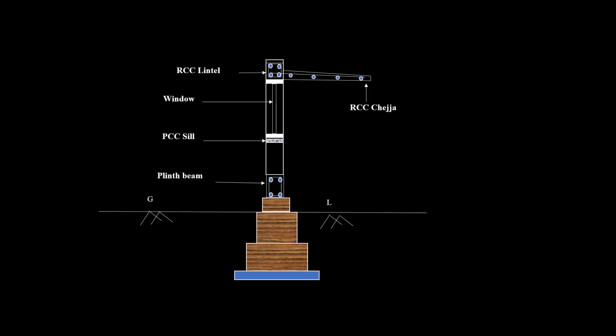You can see the section of a wall. The plinth beam is there, PCC sill is provided, window is there. Above the window, the lintel is provided and it is provided with RCC Chajja.